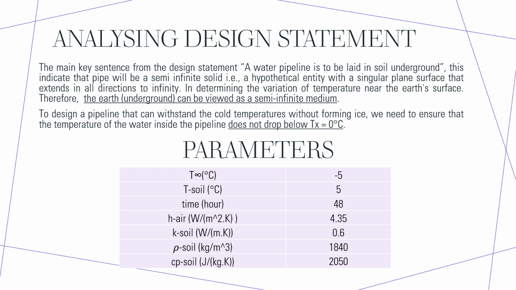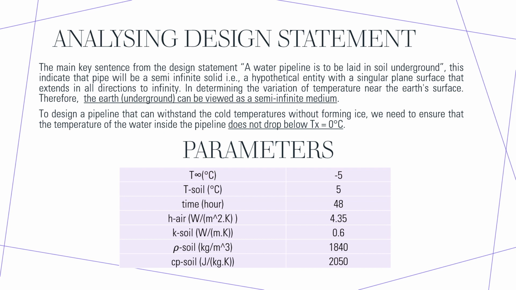To design a pipeline that can withstand the cold temperature without formation of ice, we need to ensure that the temperature of the water inside the pipe does not drop below Tx of 0 Celsius. This accounts for the worst case scenario: if it's below 0, ice will form, so we will take the temperature of the water as 0 degrees Celsius.